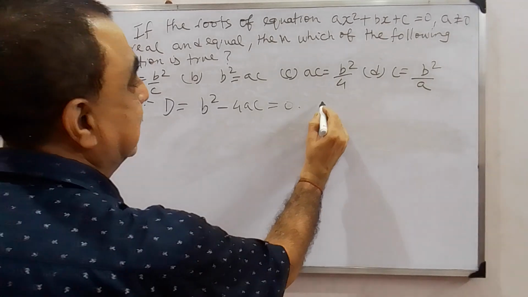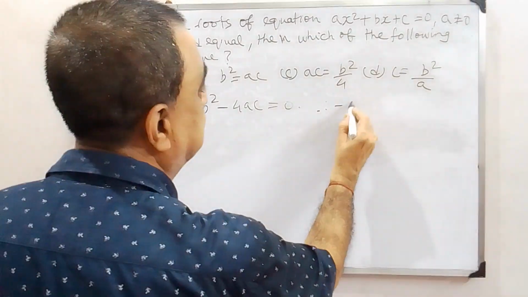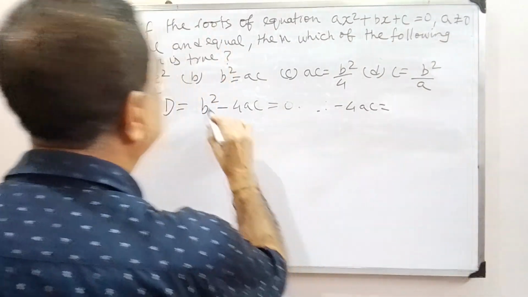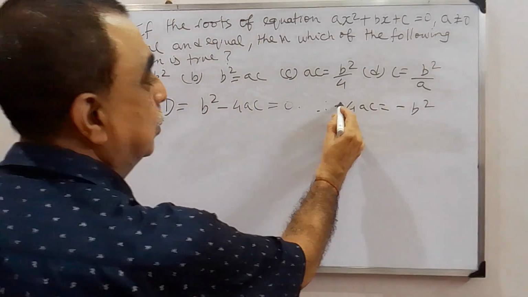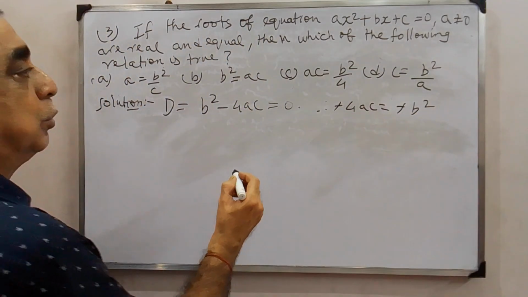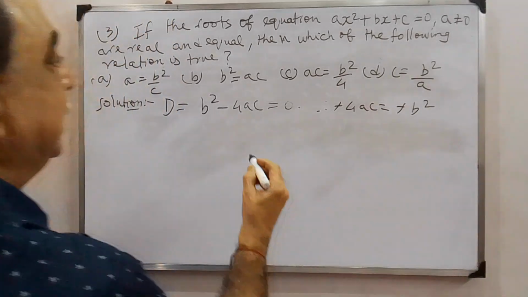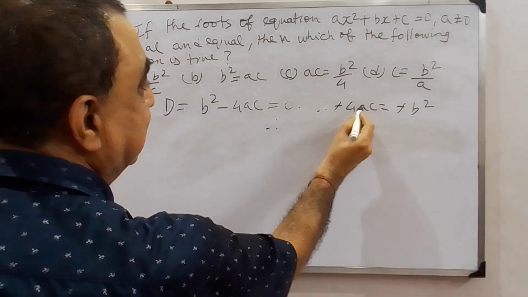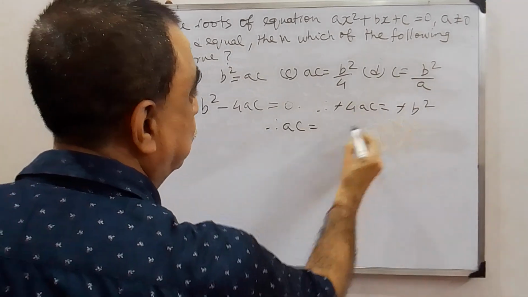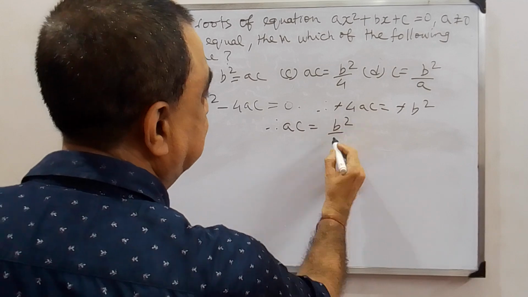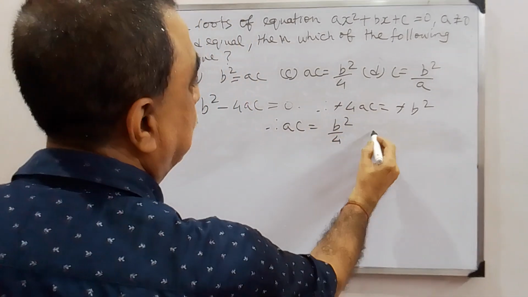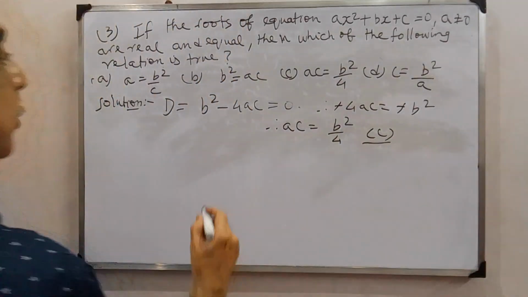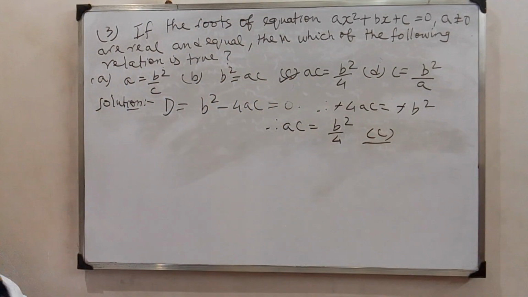So what we are getting here: minus 4AC is equal to minus B squared, with B squared going to that side, so the negatives cancel out. So AC is equal to B squared divided by 4. The 4 comes to this side and divides. So option C is correct. This is the correct option.